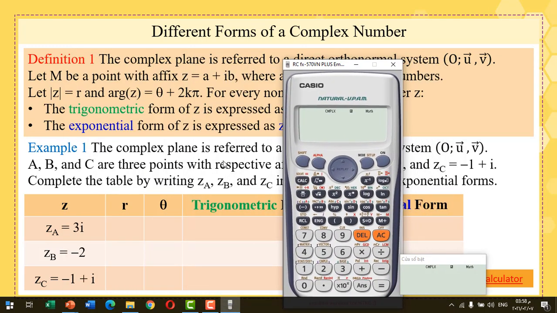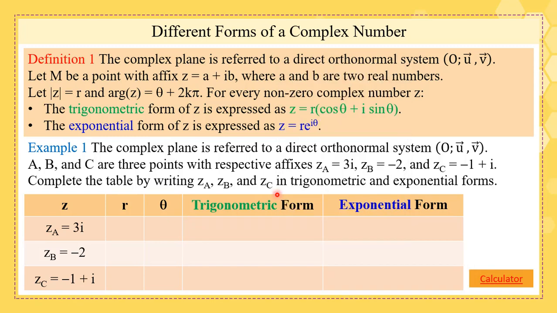Let's see, we have 3i. This is the calculator, it's in the complex mode, and the angle is in radian. We just write 3i equals, we need r and theta, shift complex, r theta. r is 3 and theta is half pi. So in this case, r is 3, theta is pi over 2. The trigonometric form is 3 into cosine pi over 2 plus i sine pi over 2, and this would be the exponential form.